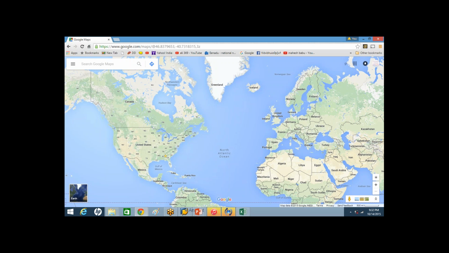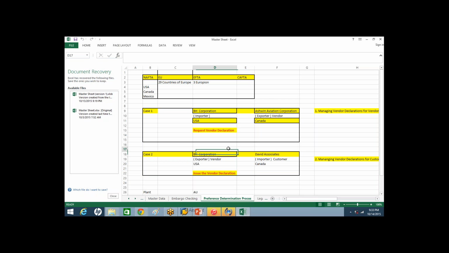So there are two things. If your client is importing something from the same preference zone, then your client is supposed to get the benefit. If your client is exporting something to the same preference zone, the other person is supposed to get the benefit. Just keep it in mind. This is just for information, but you will understand what I am trying to tell a little later. Before I explain this one, I wanted to explain something else in general.